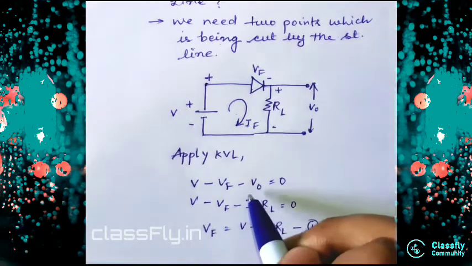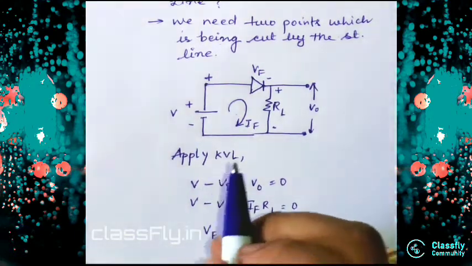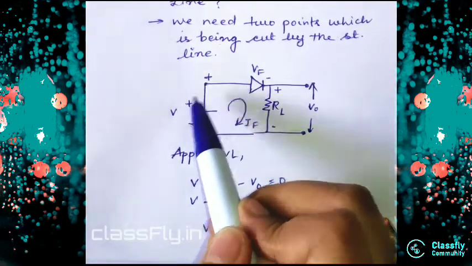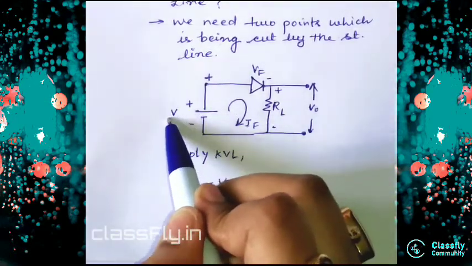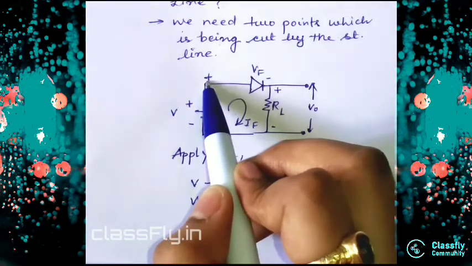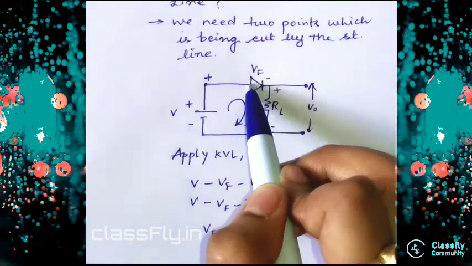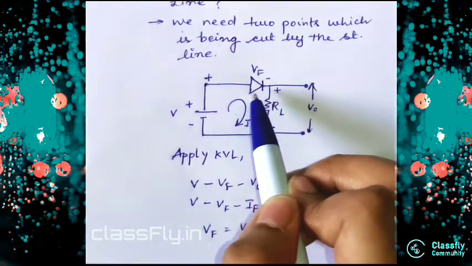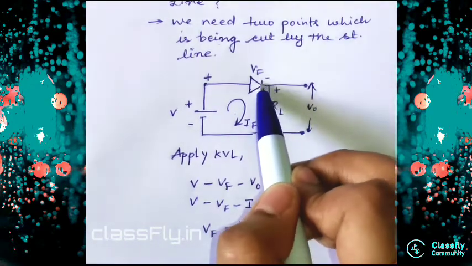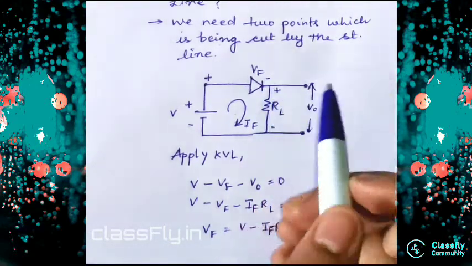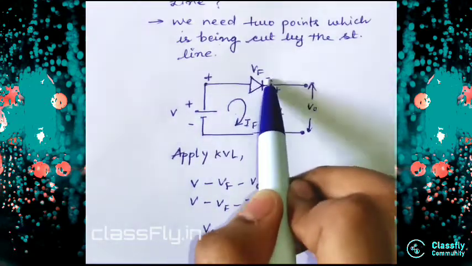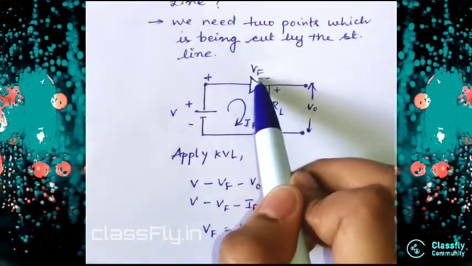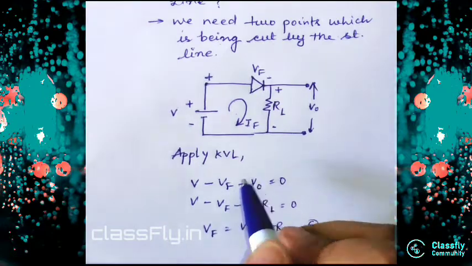V minus VF minus V0 equal to 0. Basically, whenever we move from minus to plus, we take the voltage as positive. But when we move from positive to negative, as this is a diode and the triangular part is always the positive side and the vertical straight line is the negative side, that means this is from positive to negative. Whenever it flows from positive to negative, we take this voltage as minus VF.